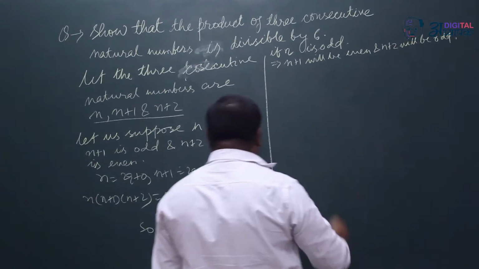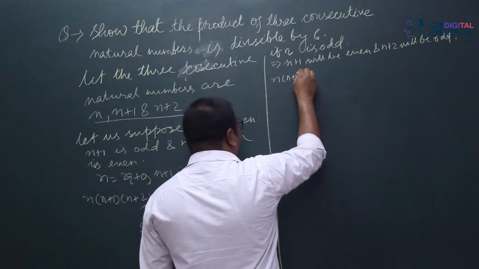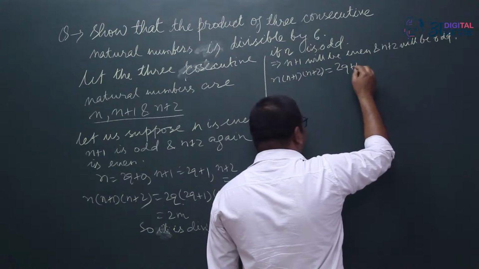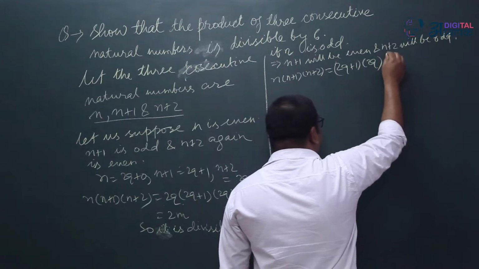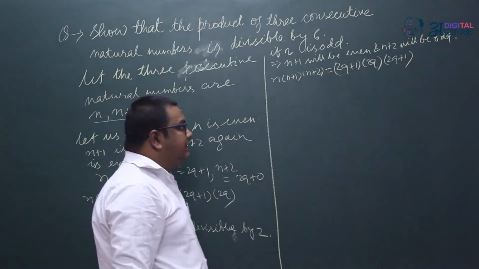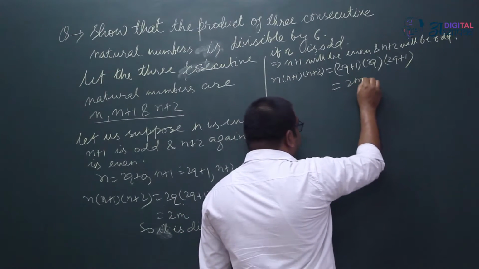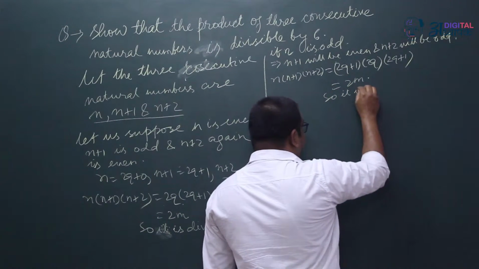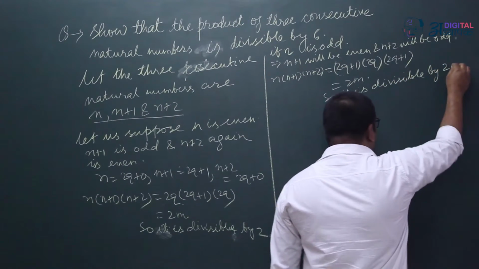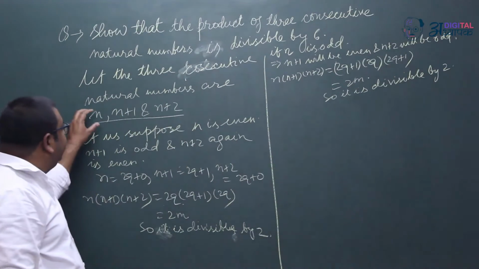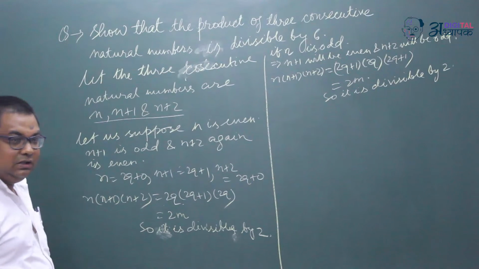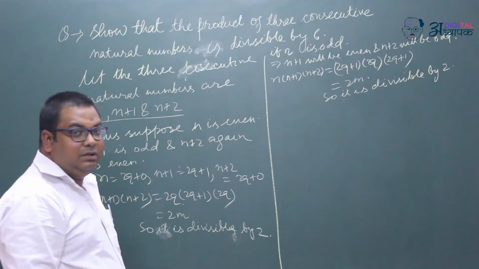So you can check, n into n plus 1 into n plus 2 will become equal to 2q plus 1, that is odd, into 2q and into 2q plus 1. Odd into even, and again you can see this can be represented in the form 2m. So it is divisible by 2. So students, we have seen that whether n is even or odd, the product of these three will be divisible by 2. Now let us check whether the product of these three will be divisible by 3 or not.